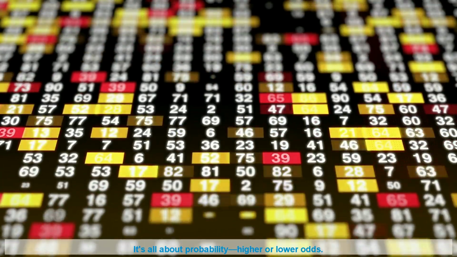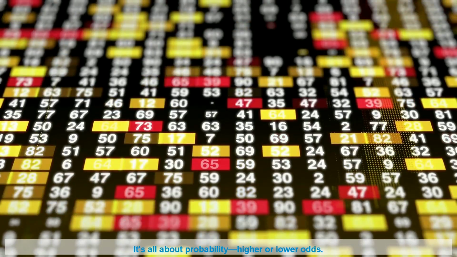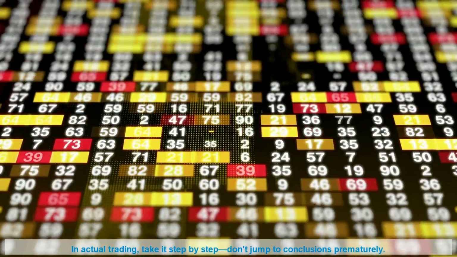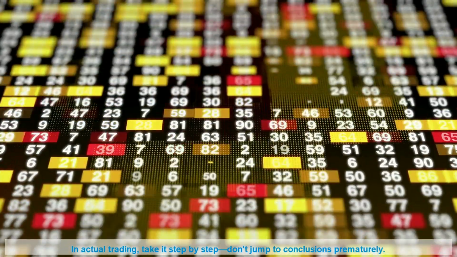Crucial to remember, there's no absolute distinction between reversal and consolidation. It's all about probability, higher or lower odds. In actual trading, take it step by step. Don't jump to conclusions prematurely.